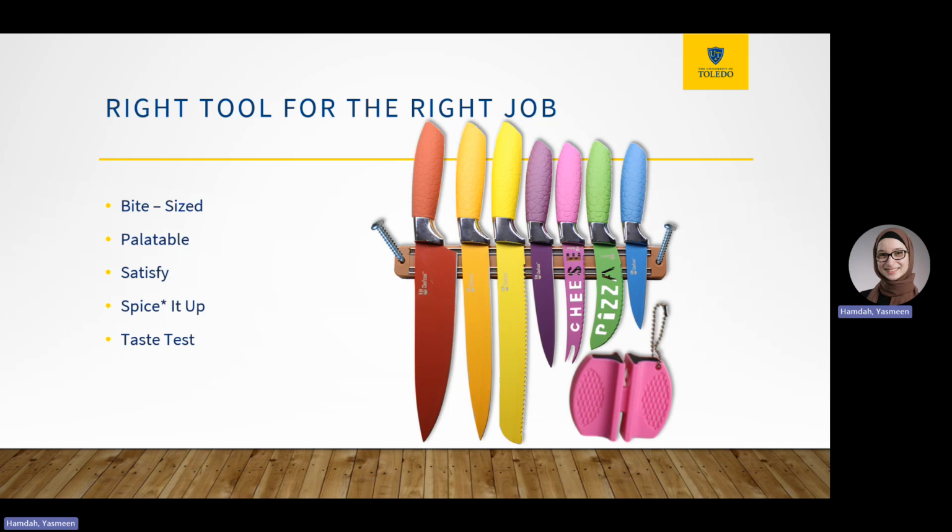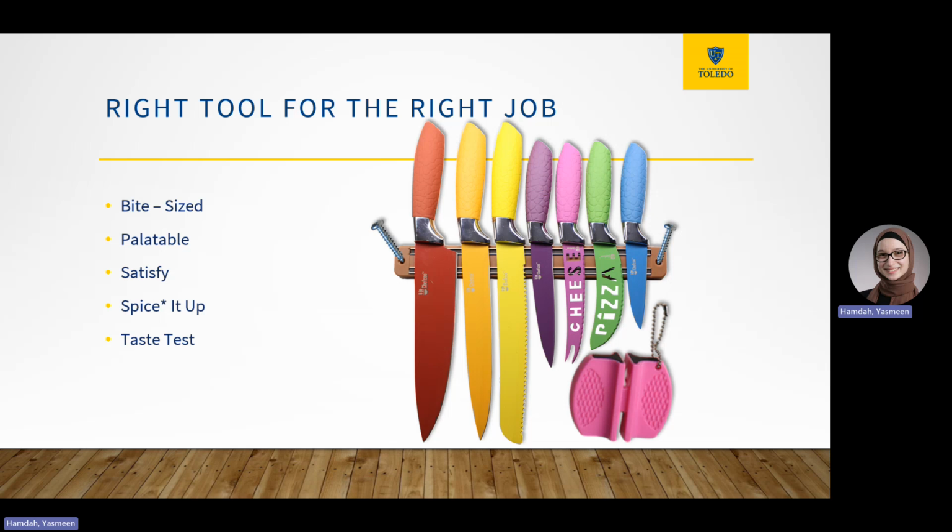You want it to be small enough that it gives folks the substance of your work, so they're able to understand what it is that you're researching, what it is that you're trying to find out, and the significance of your research. And then you also want it to be palatable. You want it to be easy to understand, easy to deliver. You want to satisfy your audience. So you want to give them the content that they need to understand a really general look at what you're doing. You also want to be able to spice it up.